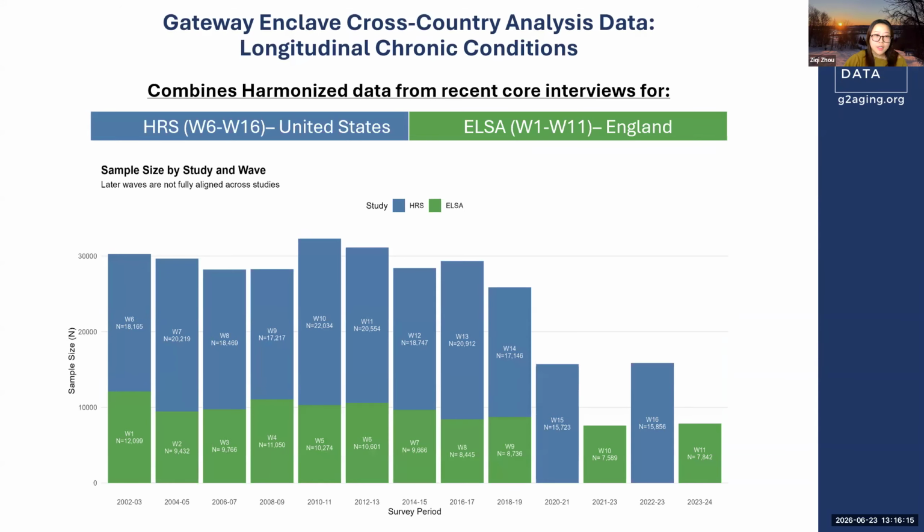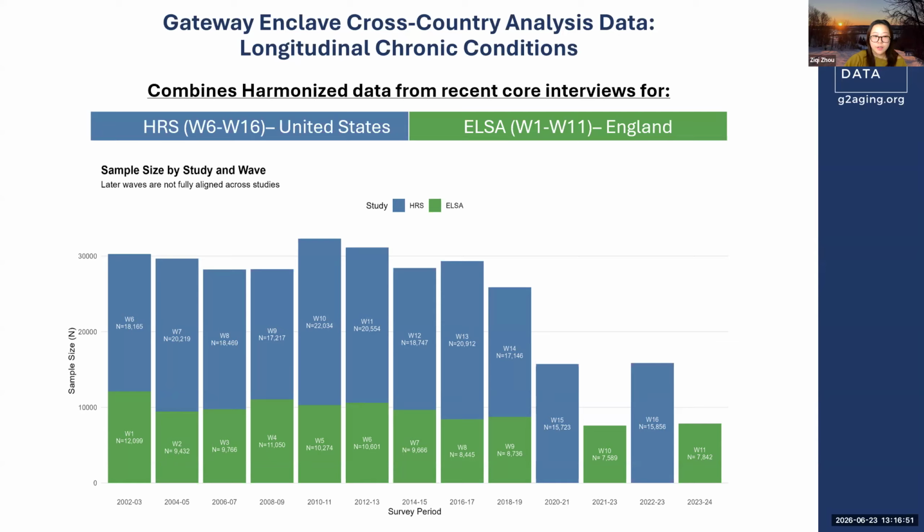The dataset currently combines harmonized data from two major longitudinal aging studies. The first one is the Health and Retirement Study, or HRS, from the United States. And the second one is the English Longitudinal Study of Aging, or ELSA, from England. For HRS, the datasets include waves 6 through 16, covering the period from 2002 to 2022. And for ELSA, the dataset includes waves 1 through 11, also covering 2002 to 2022.